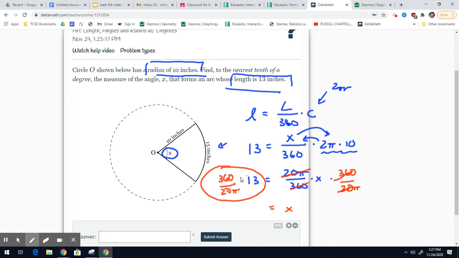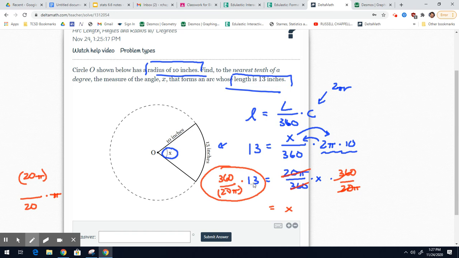Now, I would suggest using the Desmos graphing calculator. If you don't, you need to make sure you put the 20 pi in parentheses. Because if you do 20 and then press the pi button in your calculator, it's going to divide by 20 and then multiply by pi, which is not right. So just trust me. If you're not using Desmos, put that in a fraction or in parentheses.